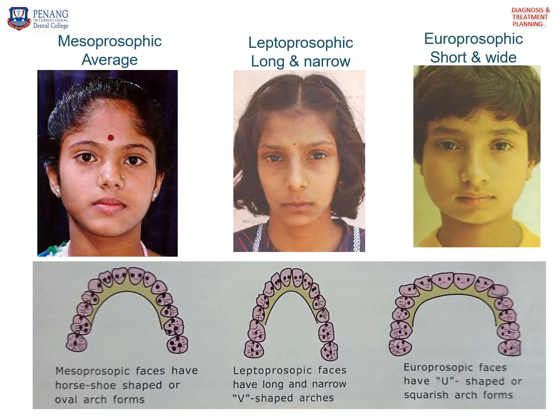Now, I want you all to see this picture and understand how it looks. Mesoprosopic is your average face and normal arch form. Whereas leptoprosopic, as I said, is long and narrow, so you definitely expect the arch to be V-shaped. And europrosopic means short and wide, so square shaped. Of course, in your arch also you will see a square shaped arch form.